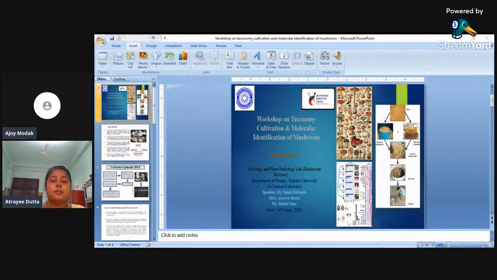After doing all of these things, the ITS region is amplified by the universal primer. ITS is the universal primer for fungi. And we are using two types of primer, one the reverse primer and another the forward primer, with the PCR master mix. In the PCR master mix, we use different kinds of solutions, like the Taq polymerase, the most important thing here, dNTPs, magnesium chloride, PCR buffer, etc.